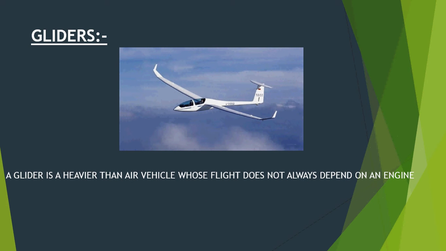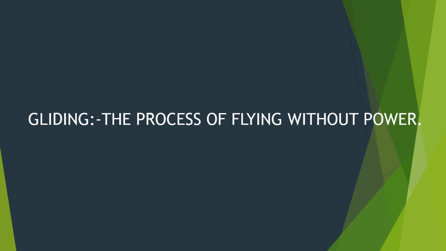Now gliders. What are gliders? A glider is a heavier than air vehicle. Flight does not always depend on an engine. It may be gliding. Now what is gliding? The process of flying without power is called gliding.